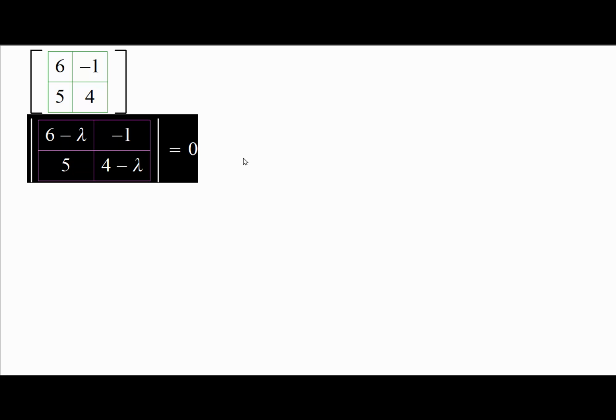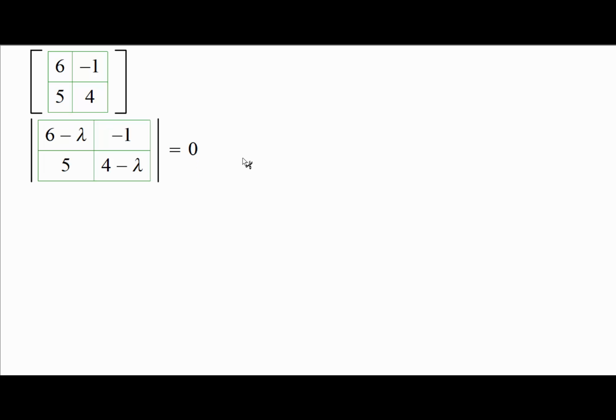So here I'm going to do this first, that is, find the eigenvalues as you do in such cases. We have 6 minus lambda, -1, 5, then 4 minus lambda, and this equals 0, which is going to give us the eigenvalues. So if we expand it, what do we get?